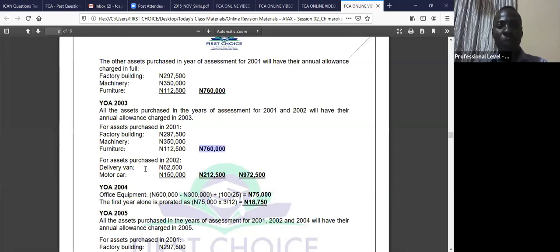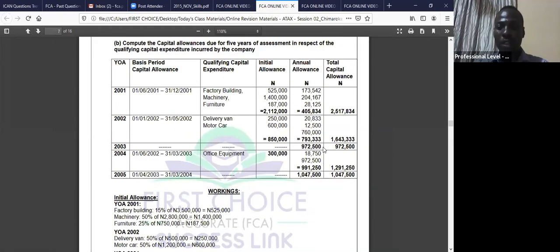Now, assets we purchased in 2002, delivery van and motor vehicle, this was the figure we got before we prorated. When we add them together, we got 212,500. So when you add these two together, you have 972,500, and that is what we got, 972,500. No asset was bought in that period, so there's no initial allowance. It's only annual allowance we had.